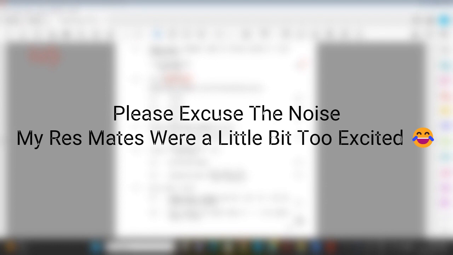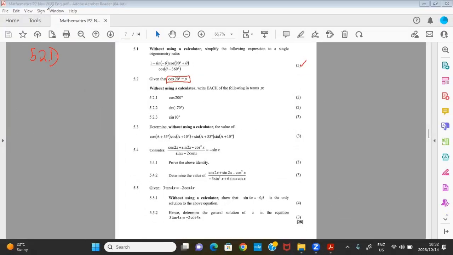We are going to try and draw ourselves a triangle. As I said, guys, please excuse the noise. So, let's just try and draw ourselves a triangle. We have cos of 20 degrees being equal to P. That means we can have a triangle in quadrant 1. Then here's our angle of 20 degrees, right?